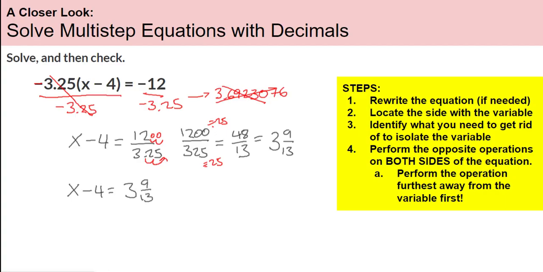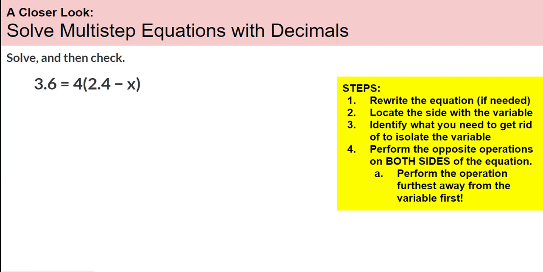What are you going to do next? If you said add 4, that's what we're going to do. We've got to get rid of this -4, so we're going to add 4, and that will give us x equals 7, because 3 plus 4 is 7, and 9/13. All right, let's try one more.